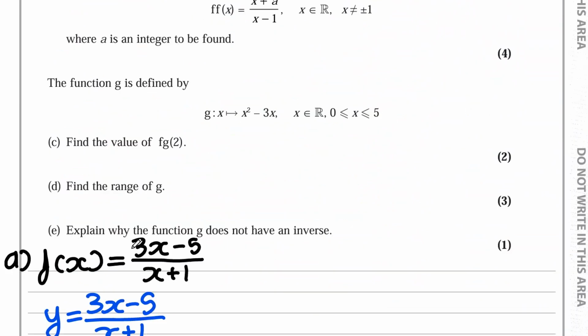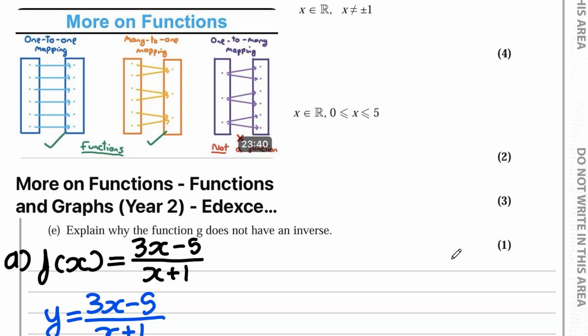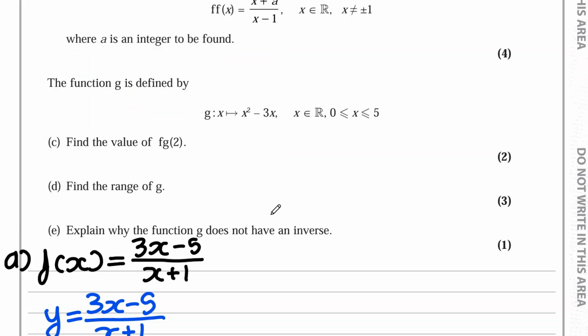Okay, and then for part E, we need to explain why the function g does not have an inverse, for 1 mark. So we talked about this in year 2 of chapter 2, in the more on functions video. The reason that function g does not have an inverse is, if we look at the function g, so g of x is equal to x squared minus 3x.